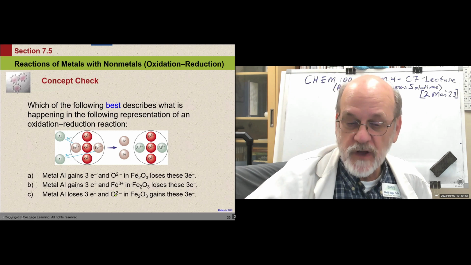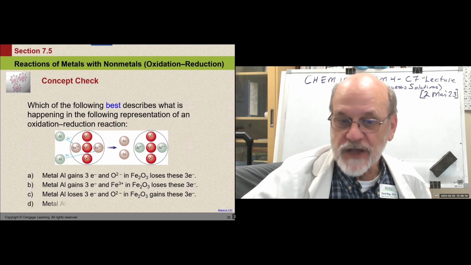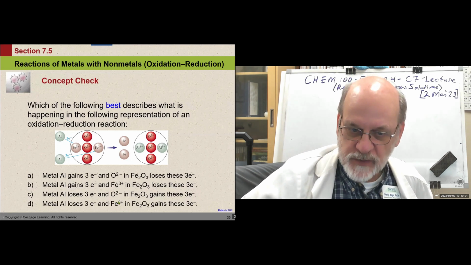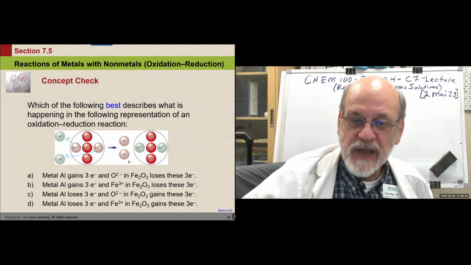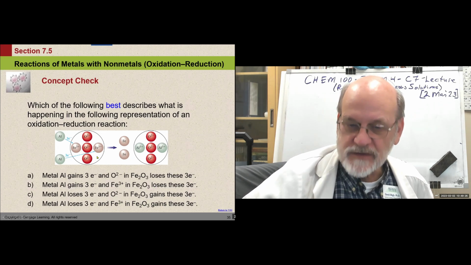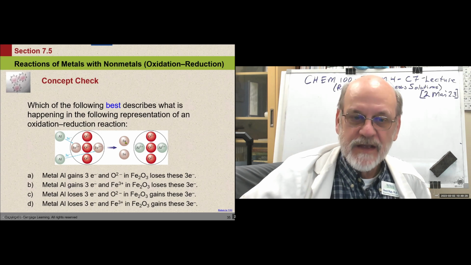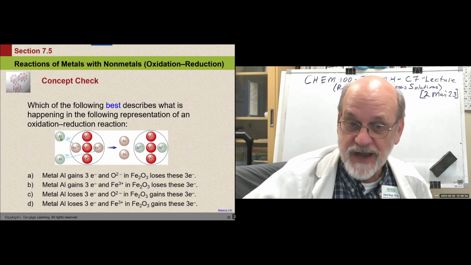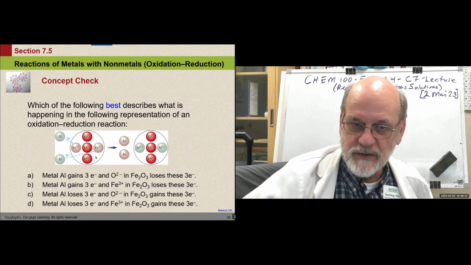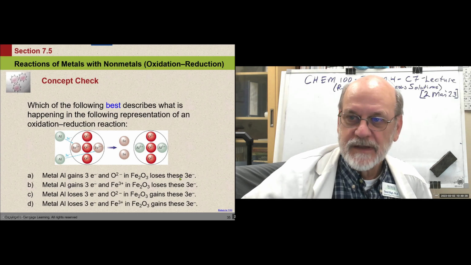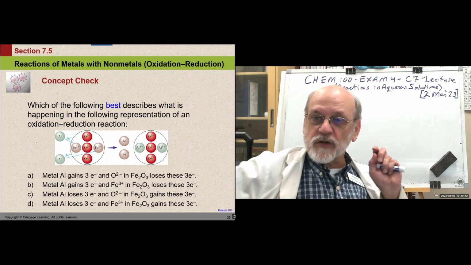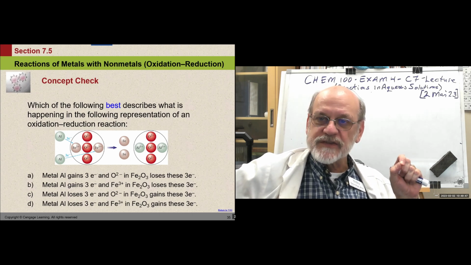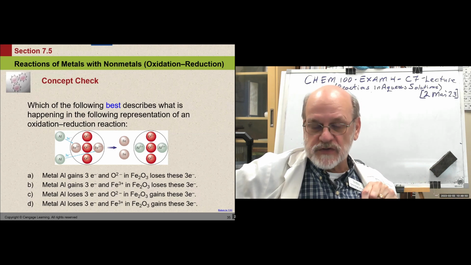Aluminum loses 3 electrons, but the oxygen still doesn't gain any electrons. All right, that doesn't work. Aluminum loses 3 electrons, yes. Iron 3+ gains these electrons. That is true. Iron goes from 3+ to 0. It had to gain 3 electrons for each iron. Aluminum loses 3 electrons. So if aluminum loses electrons, it is being oxidized. If iron 3+ gains electrons, it is being reduced.